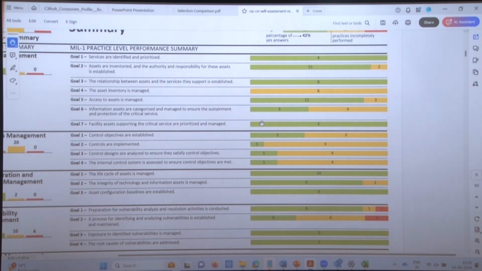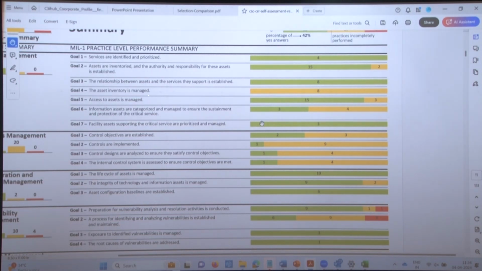Here is the asset management. So remember, asset management had 7 goals. And in November 2022, we found that services are identified and prioritized. It's fully green, I think, which means all the practices for identifying which asset goes into which services are done. Whereas assets are inventoried and authority and responsibility of these assets are established, 2 practices seem to be incomplete. Yellow means incomplete, it is being done but not fully. The relationship between assets and services they support is established, that seems to be fine.